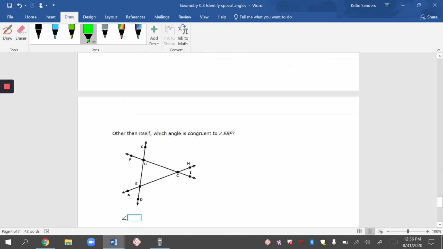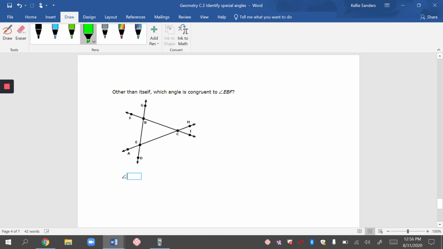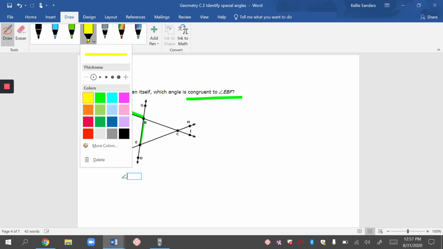All right, last problem. This is a tough lesson, guys. It's going to take slow and steady on this one. Other than itself, which angle is congruent to angle EBF? Now the good thing on this one, we don't have to find the one that it is, all we have to do is say which one it is. And so let's talk about it.